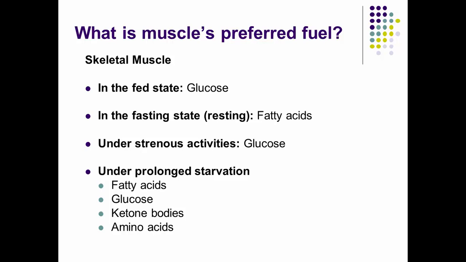But under prolonged starvation, muscle can utilize all types of energy fuels, but fatty acids and ketone bodies are the most important energy fuels that muscle utilizes. And for glucose, the muscle only oxidizes it partially and releases lactate. Amino acids are also utilized, from protein breakdown, and produce a lot of alanine, and alanine is also released from skeletal muscle.